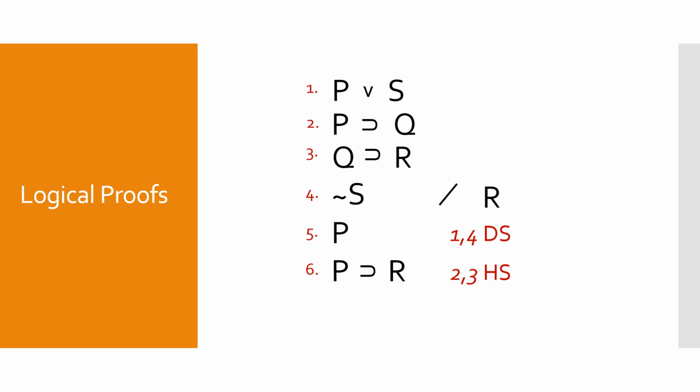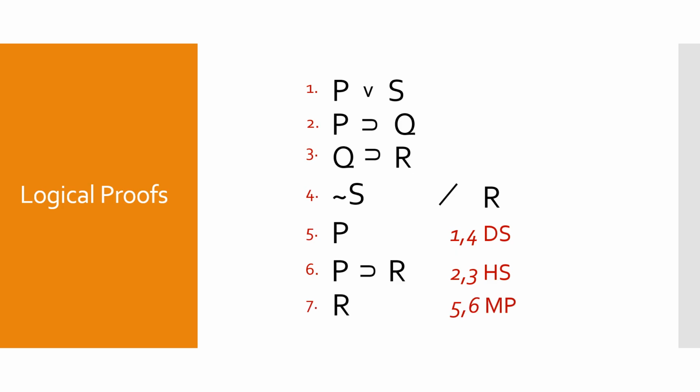based on the rules of a hypothetical syllogism combining premise 2 and premise 3. If premise 2 says if P then Q, and 3 says if Q then R, the logical implication of this, following the rules of a pure hypothetical syllogism, is that if P is true, then R must be true.